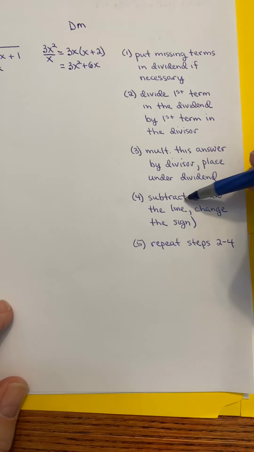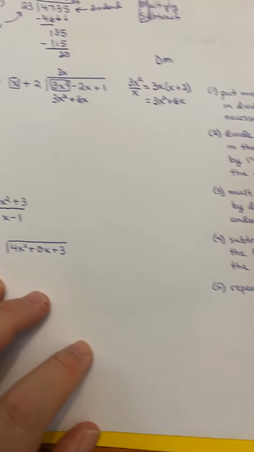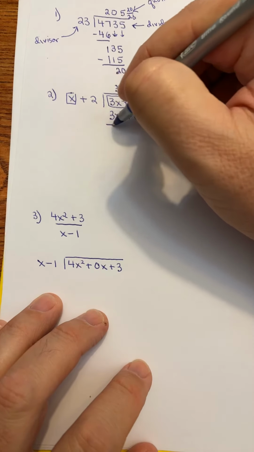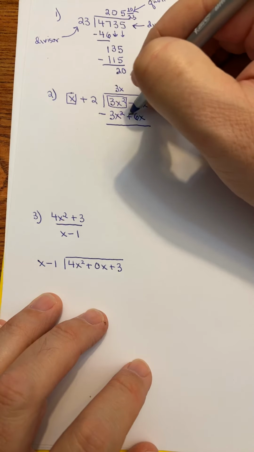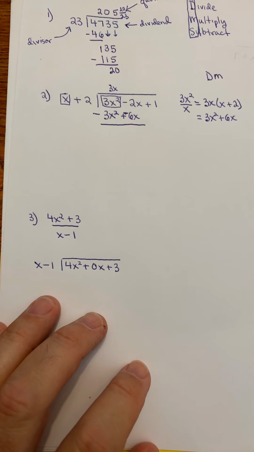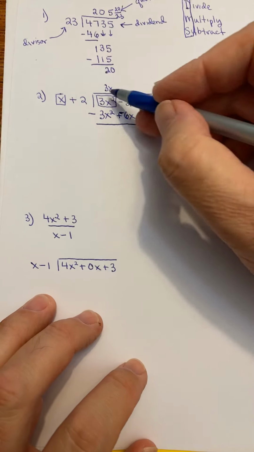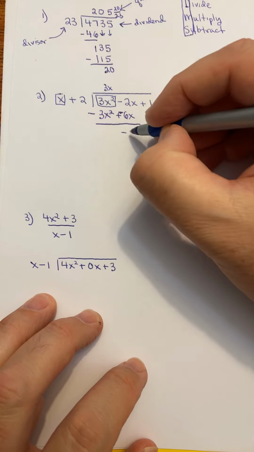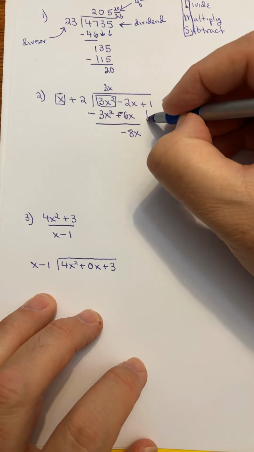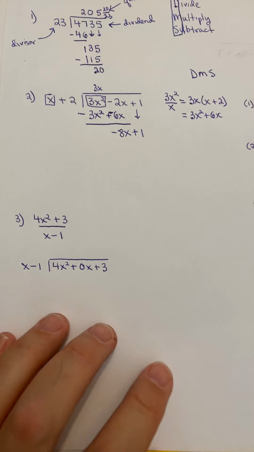The next step, subtract. The easy thing to remember, this will help you. Draw the line, change the sign, because when we subtract, everything is subtracted, not just the first thing. Draw the line, change the sign. Okay, got to change the sign of both of them. All right, now I subtract. So these should always cancel out if you do that right. Negative 2x and negative 6x is a negative 8x. Bring down the next term, and then we just repeat that until we can't divide anymore.